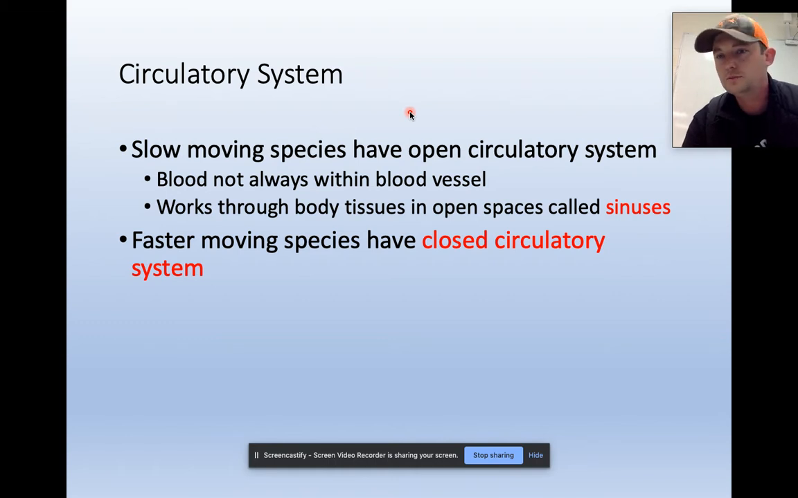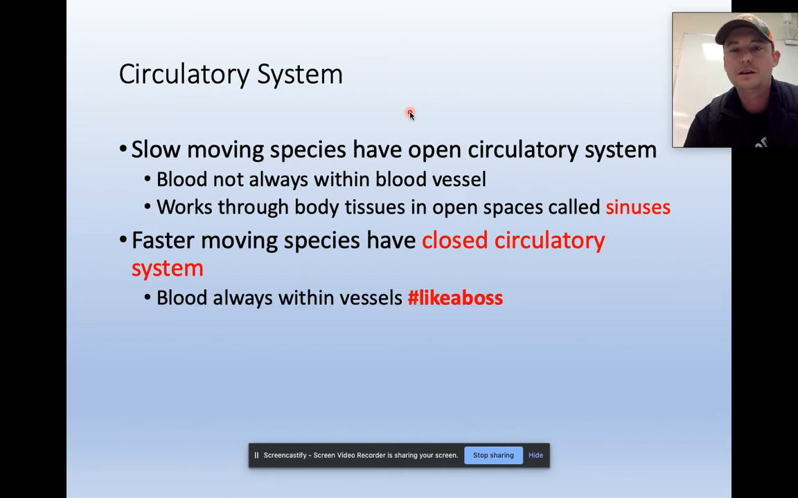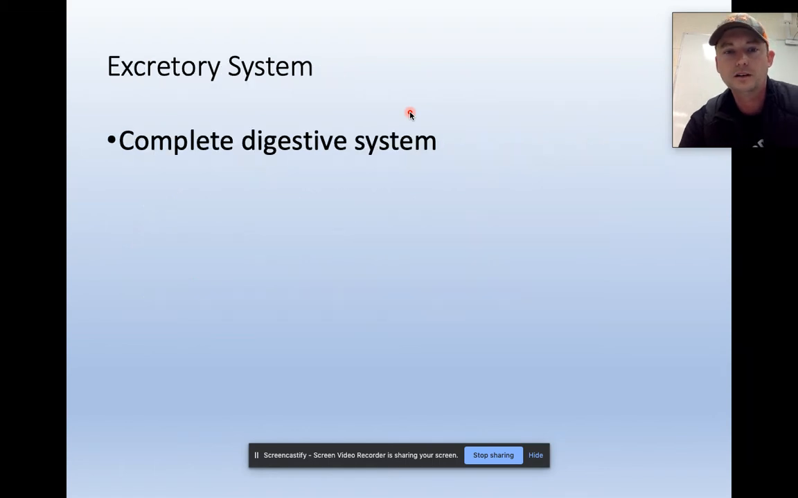And the faster moving species like the cephalopods, such as squid and octopuses, have a closed circulatory system just like us. And in that, they're much more advanced and much more readily able to not only move more quickly, but also travel much larger distances at a time because of the advantages that the closed circulatory system provides.